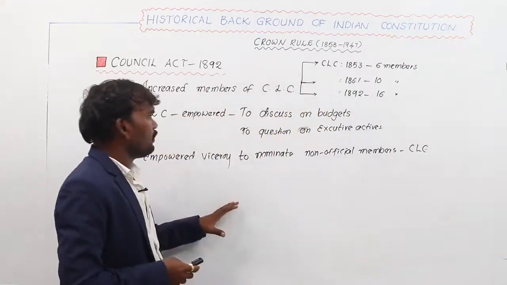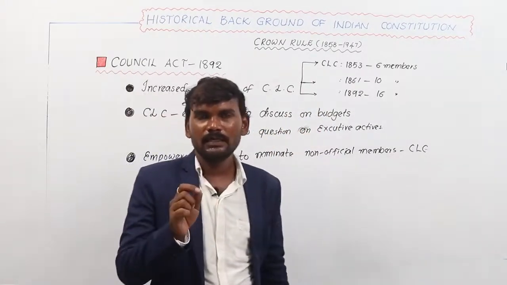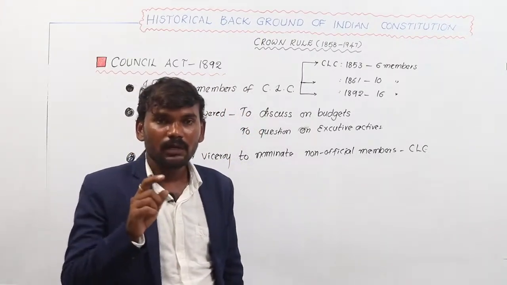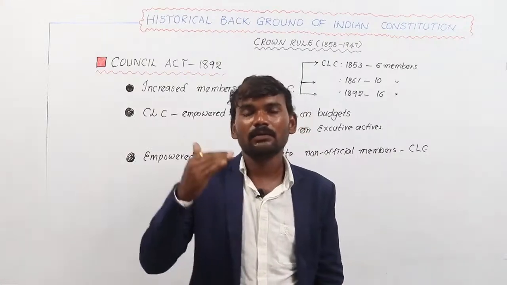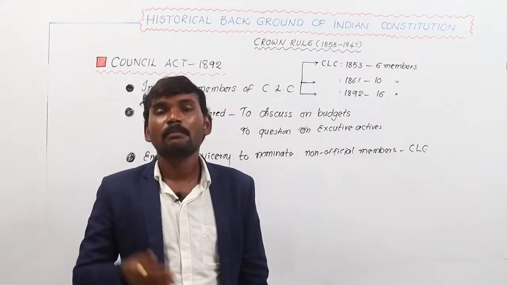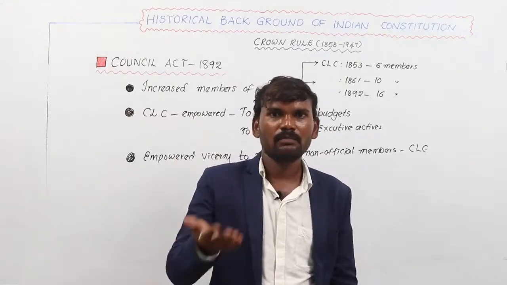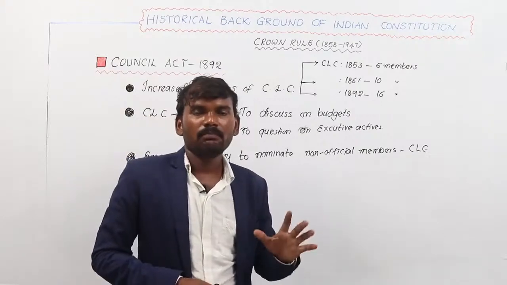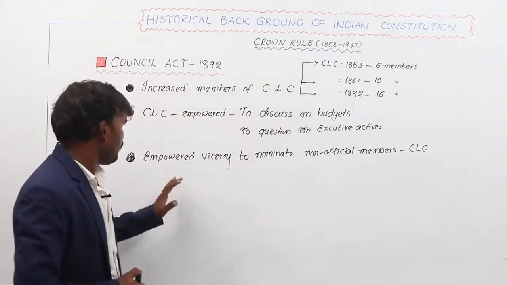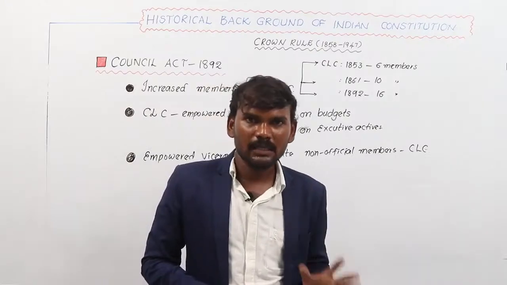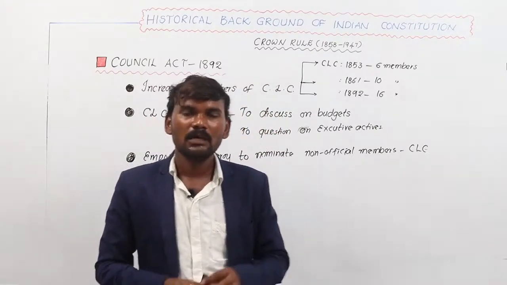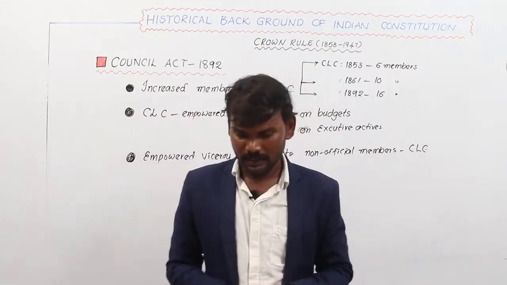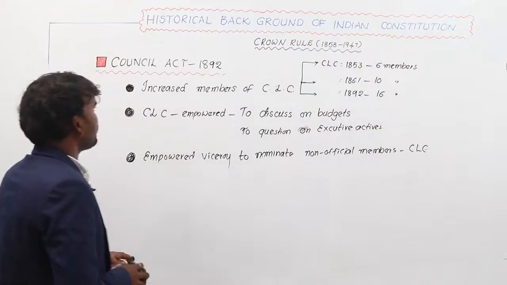So these are the 3 important concepts of Council Act 1892. First, it increased the number of Central Legislative Council members from 10 to 16. Of these 16 members, 6 were non-official members nominated from Indian society by the Viceroy, like Dadabhai Naoroji, Gopal Krishna Gokhale, Firoz Shah Mehta, Surendranath Banerjee. Second, the members were empowered to discuss the budget and to ask questions on executive activities. And third, the Viceroy was empowered to nominate some Indian personalities as non-official members on the recommendations of state legislative assemblies, municipalities, various boards and various sections of society. These are the 3 important points of Council Act 1892.